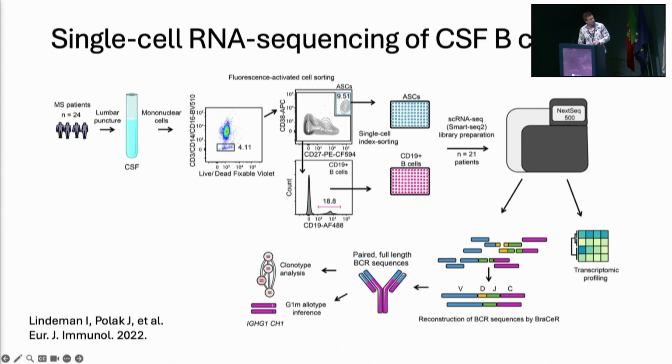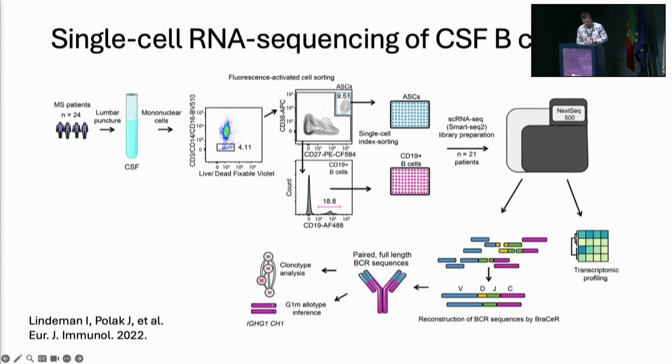So we wanted to explore the phenotype of these cells using single-cell RNA sequencing, and we sorted single cells based on markers for antibody-secreting cells, and we also sorted all other types of B cells that were CD19 positive, and we used a single-cell RNA sequencing protocol which is called Smart-seq2. And the advantage of this protocol compared with 10x, for instance, is that you get the full-length mRNA molecule.